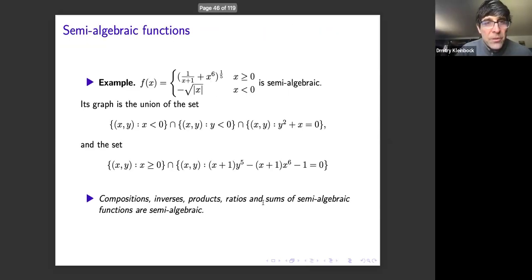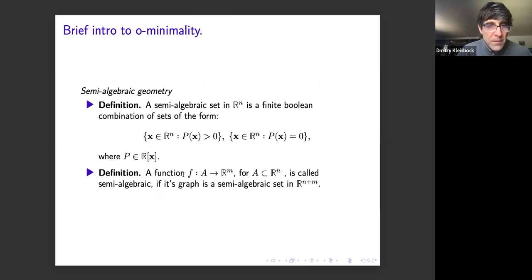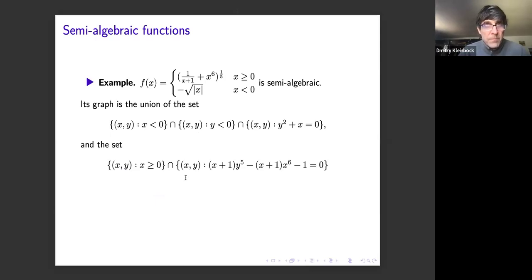Excuse me, can I see the definition again? So semi-algebraic is when the graph is a semi-algebraic set? Yeah. Okay, right. Okay, all right, I understand. Okay. Yep. And more questions?